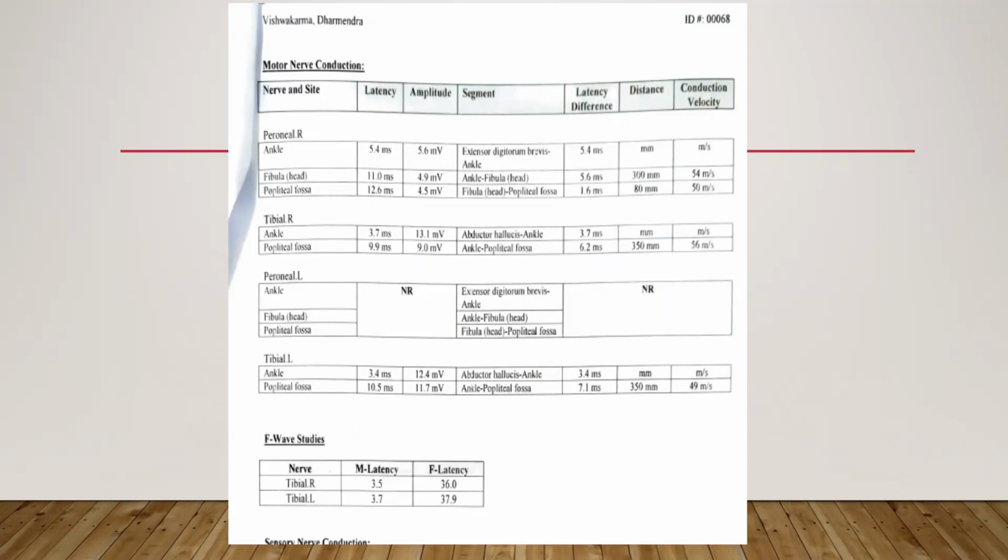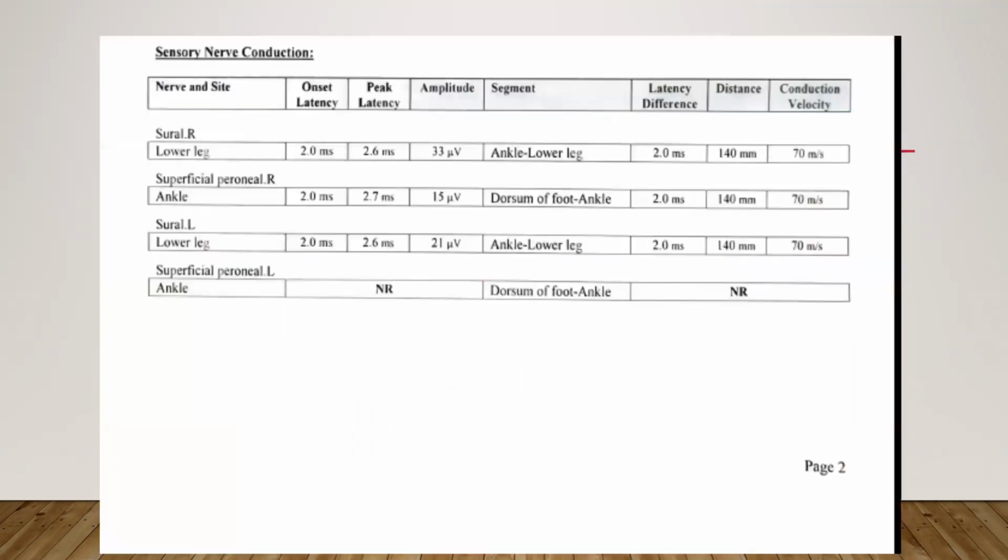But the left peroneal is NR, and left tibial is also, ma'am, normal. Okay. And the F wave studies, ma'am, the latencies are normal in both tibial nerves. Okay. In the sensory one, the right sural, again the amplitude is normal, and latency normal, and velocity is also normal in all the nerves of lower limb except for the left superficial peroneal, which is NR.